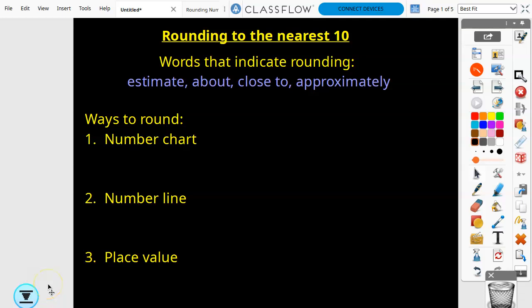In this video, we are going to talk about how to round numbers to the nearest 10 and to the nearest 100. We will also look at estimation. Let's get started.